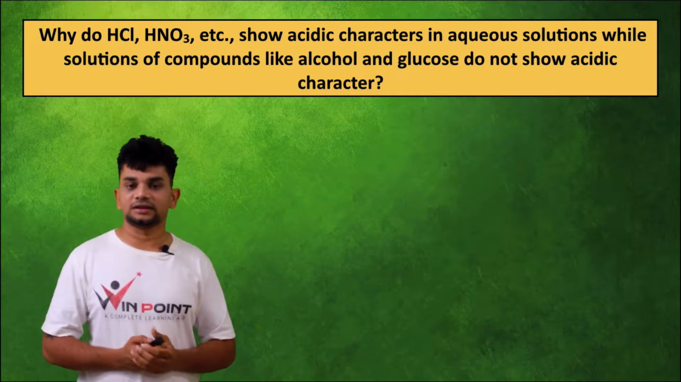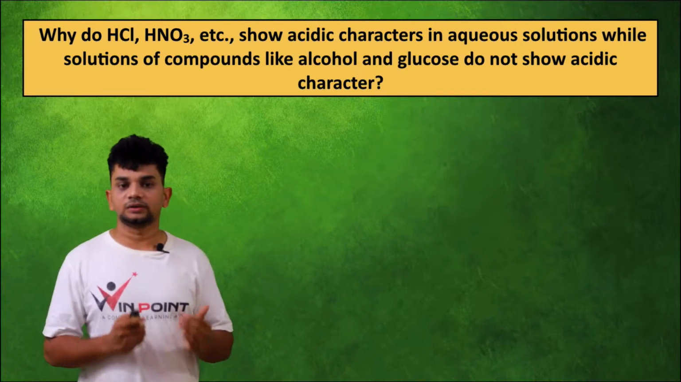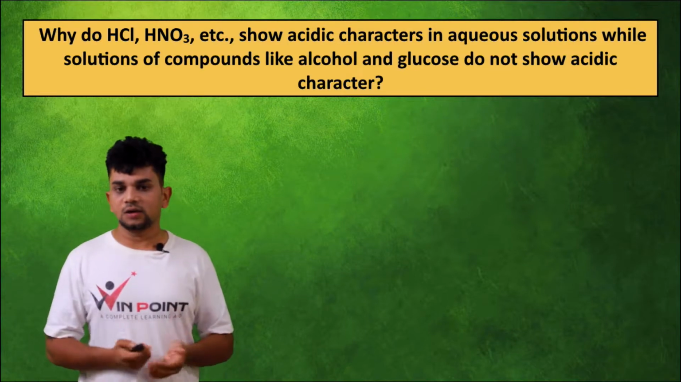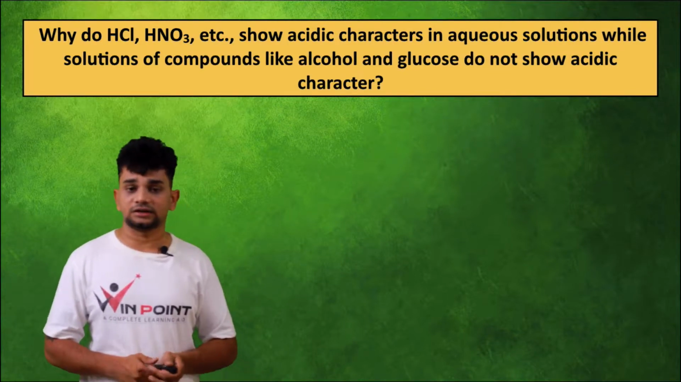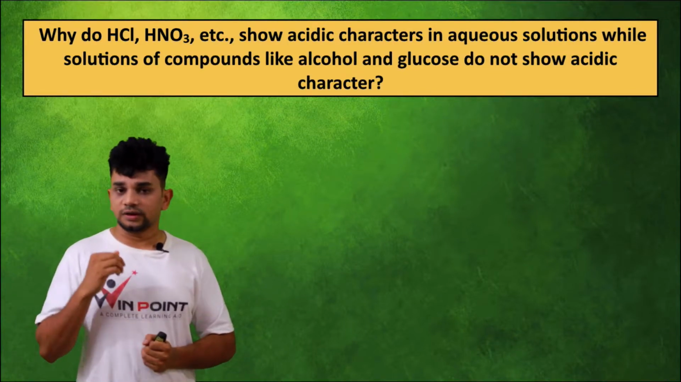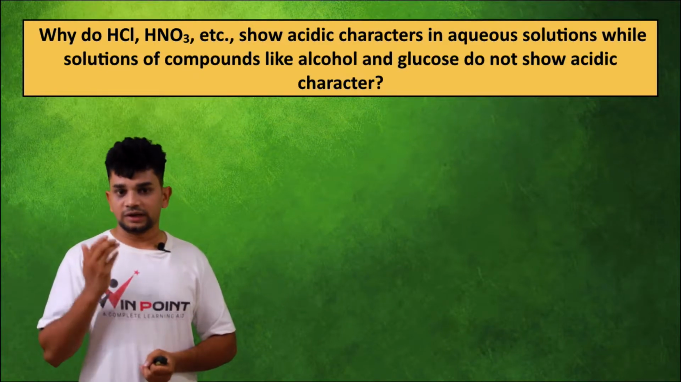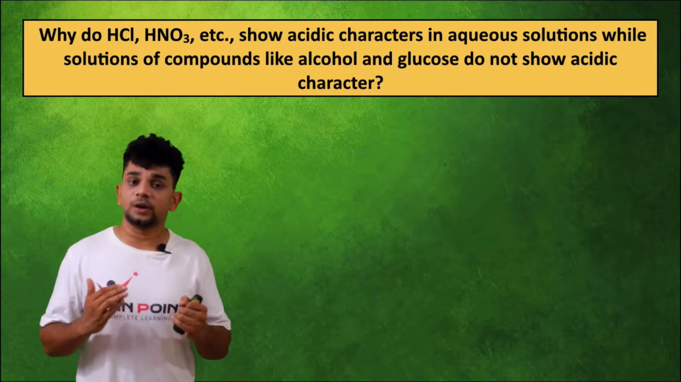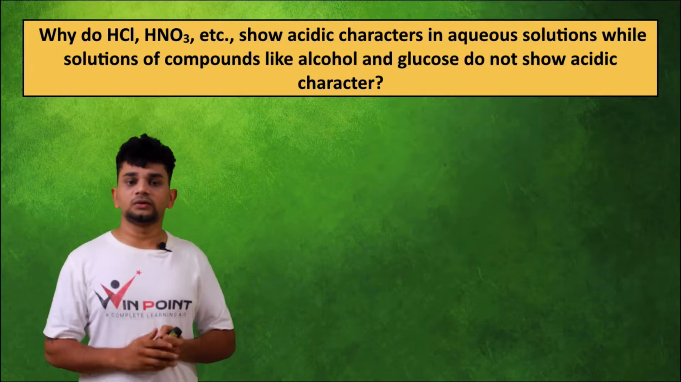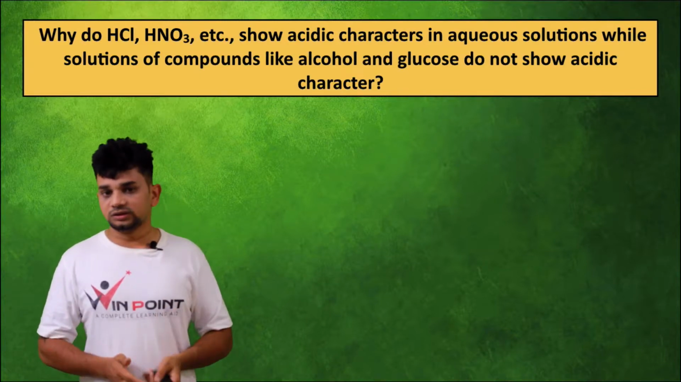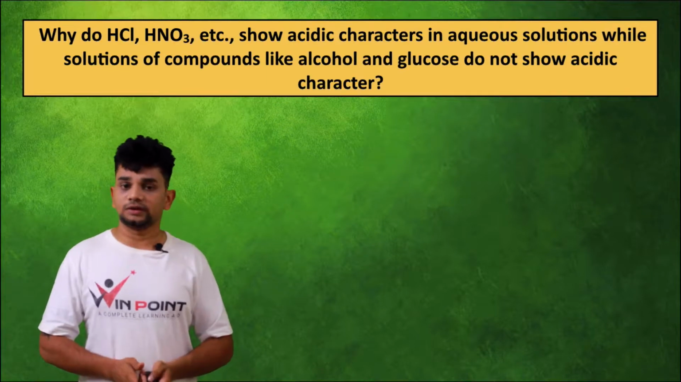Why do compounds like HCl and HNO3 show acidic character in aqueous solution, while solutions of compounds like alcohol and glucose do not? If a substance is showing acidic character, it contains H plus ions. In HCl and HNO3, H plus ions are present, but in the case of alcohol and glucose, there is no H plus ion, no H3O plus ion.